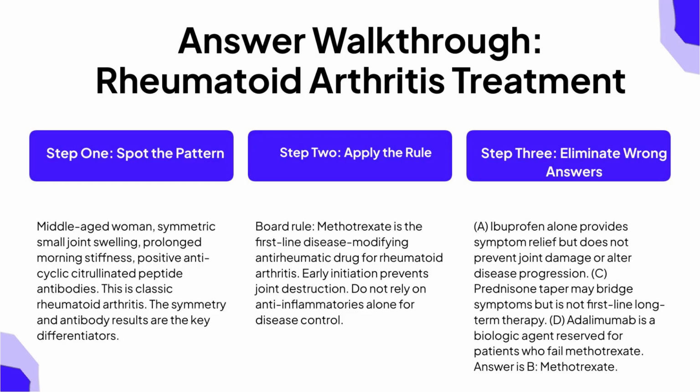Step 3, eliminate wrong answers. Ibuprofen alone provides symptom relief but does not prevent joint damage. Prednisone taper may bridge symptoms but is not first-line long-term therapy. Adalimumab is a biologic agent reserved for patients who fail methotrexate. The correct answer is B, methotrexate.